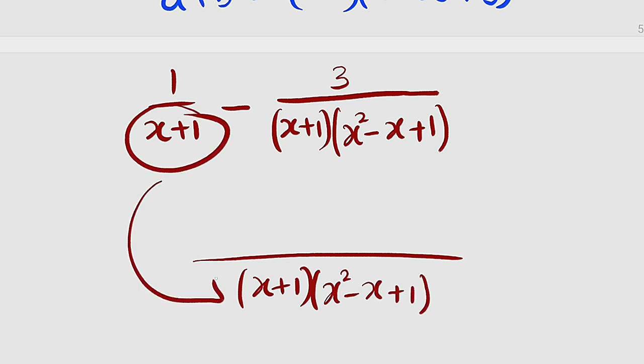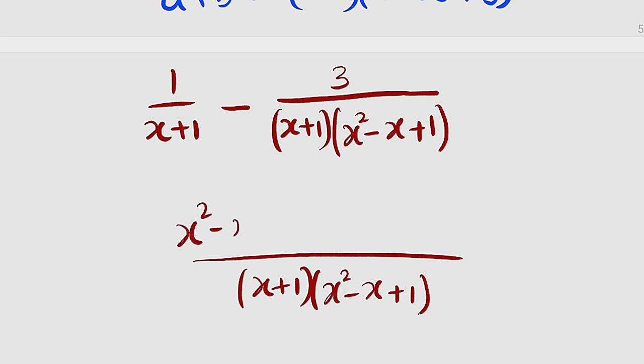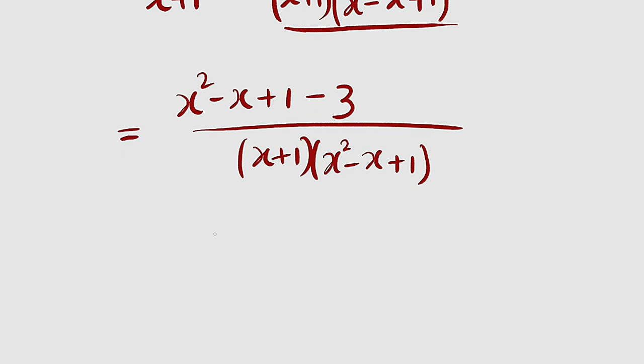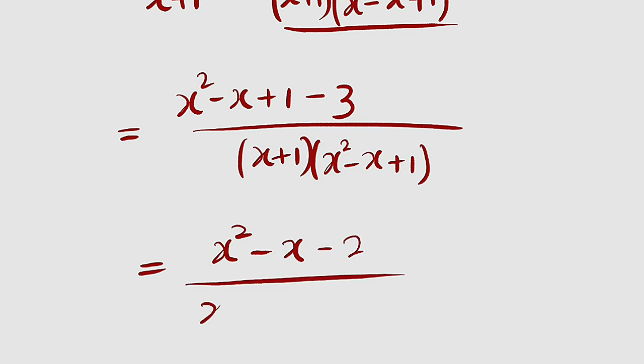If you take this and plug it in here, you're going to obtain the rest of the factor. You multiply it by 1 on the top, which is going to give us x squared minus x plus 1. Then you subtract. You take the whole of this, you plug it in here, you're going to get 1, right? Then 1 times 3 is 3. So this is the same thing as x squared minus x, 1 minus 3 is minus 2, divided by x plus 1 multiplied by x squared minus x plus 1.